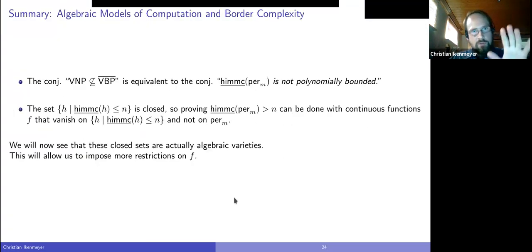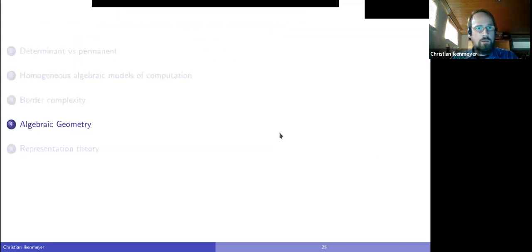Okay, so the conjecture that VNP should not be in VBP bar is equivalent to this very nice conjecture about HIMMC bar of the permanent. The set here is now closed, of all polynomials that have an HIMMC bar less or equal to n. So proving can be done using continuous functions f that vanish on the set but not on the permanent. Now we will see that these are actually algebraic varieties, and this will allow us to impose more restrictions on f. So this is now about algebraic geometry.